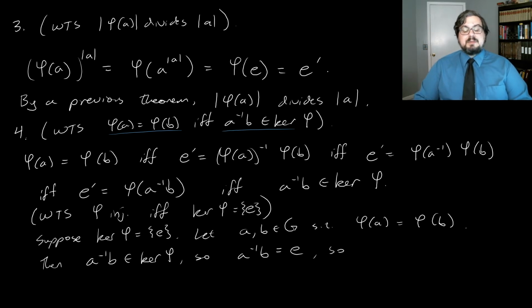So that means that A inverse B has to be the identity itself. And if A inverse B is E, then if we multiply by A on the left on both sides, we get that B is equal to A. So that means that phi is injective. So we supposed that the kernel of phi was just the identity. We assumed that we had two elements such that phi of A equals phi of B. We concluded from that that B has to equal A, and therefore phi has to be injective in this case.